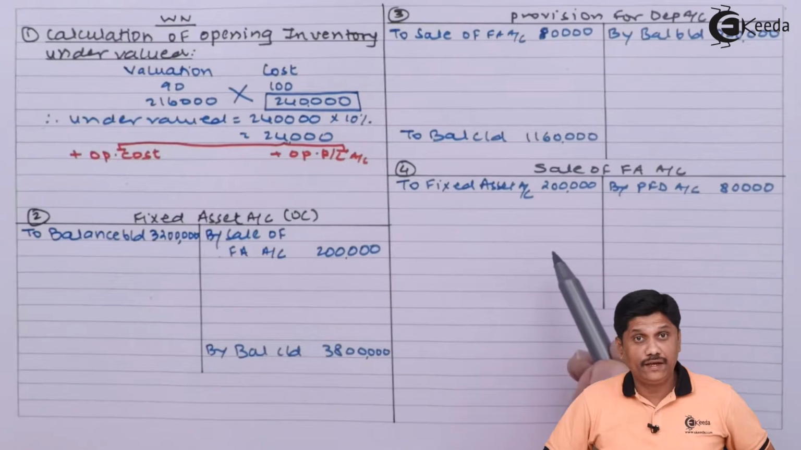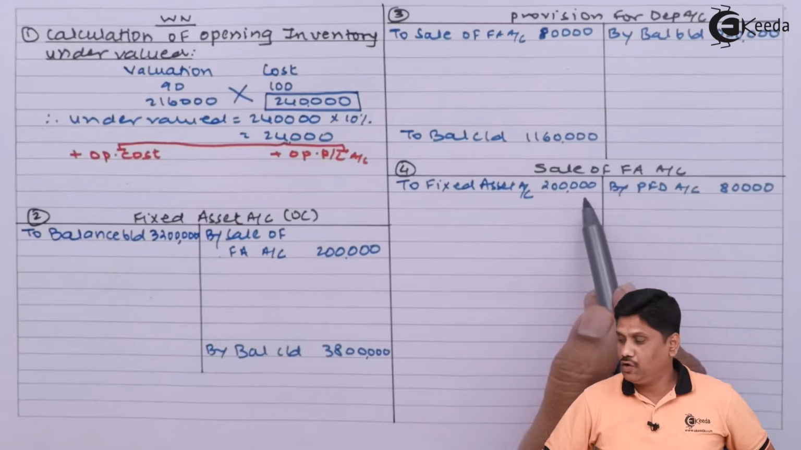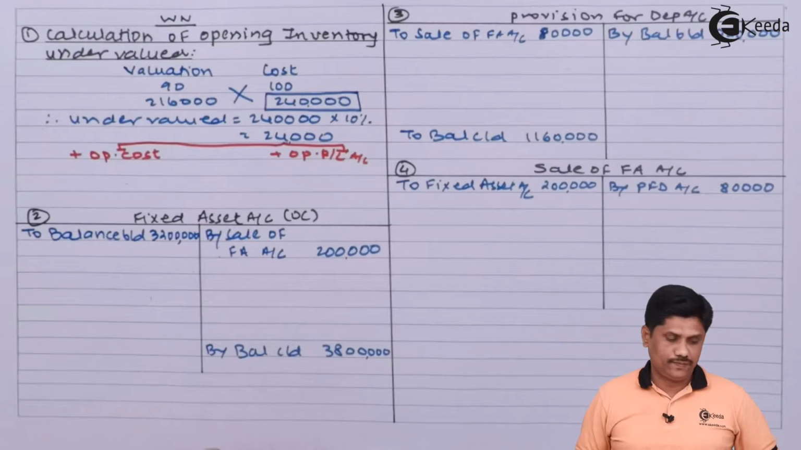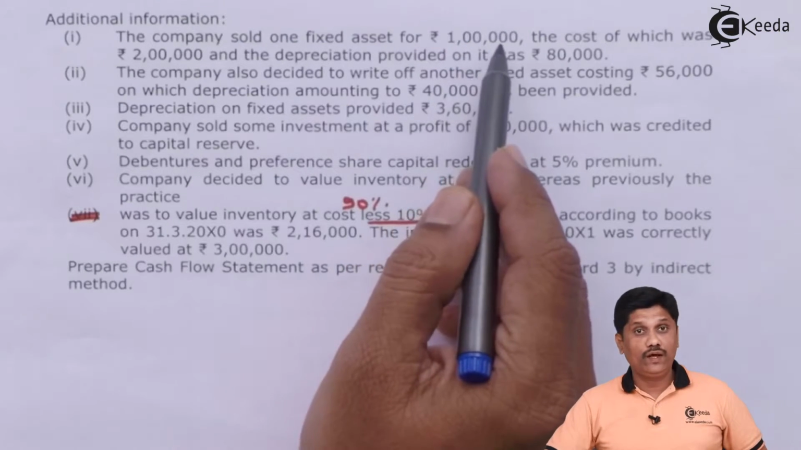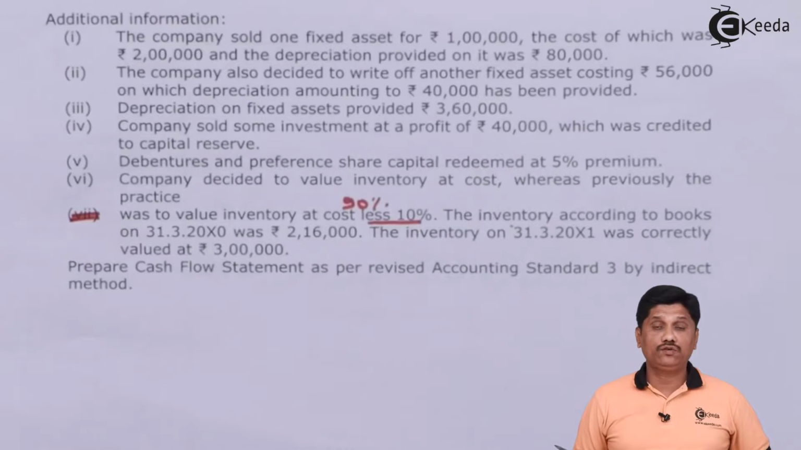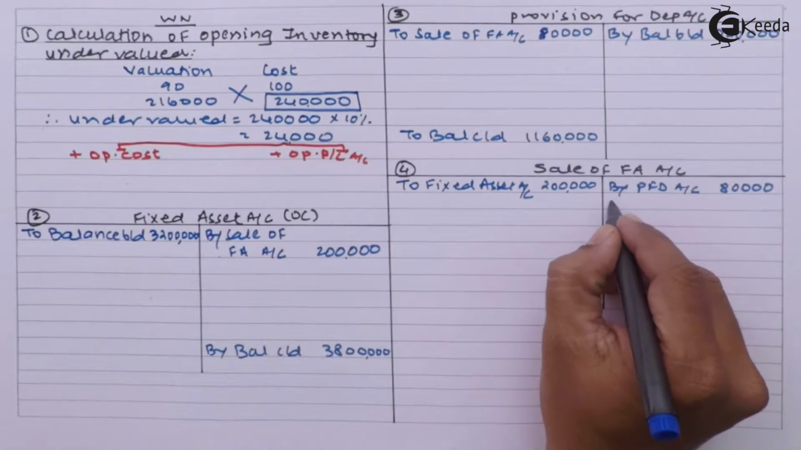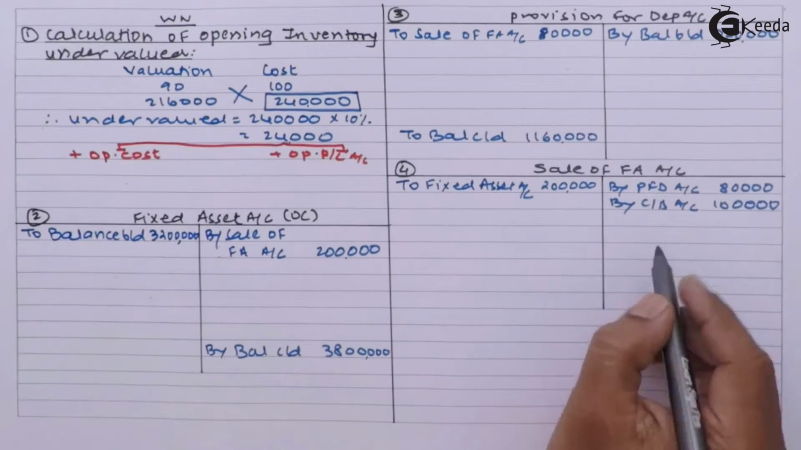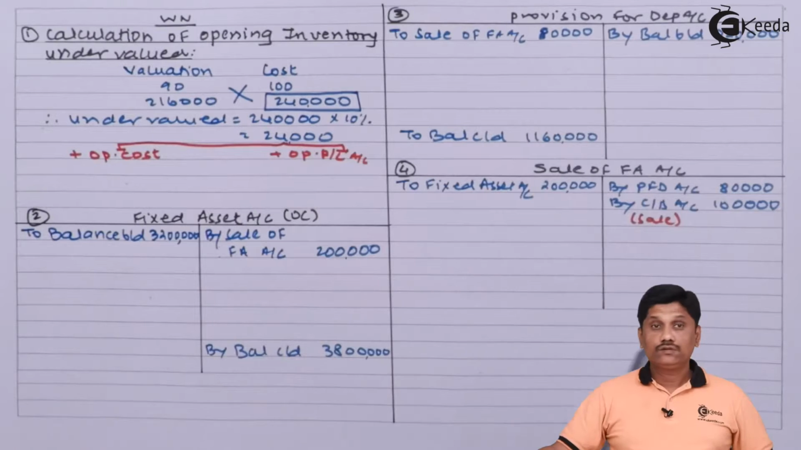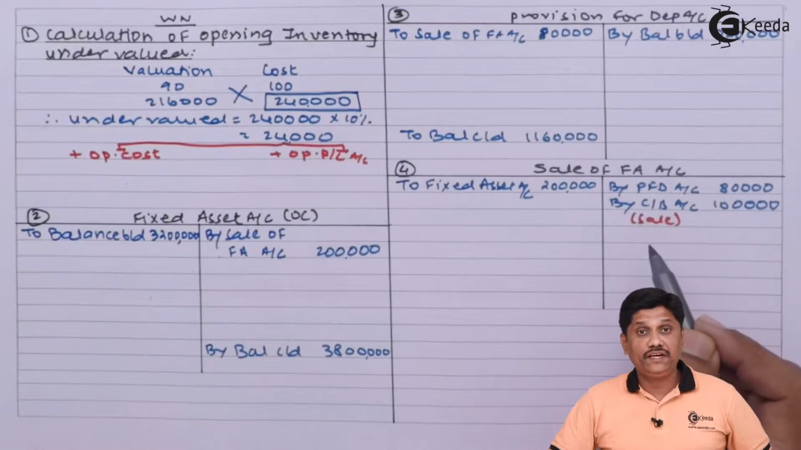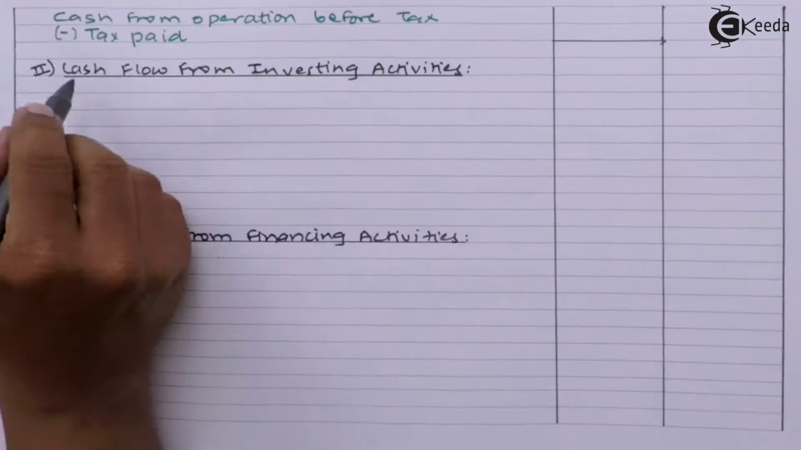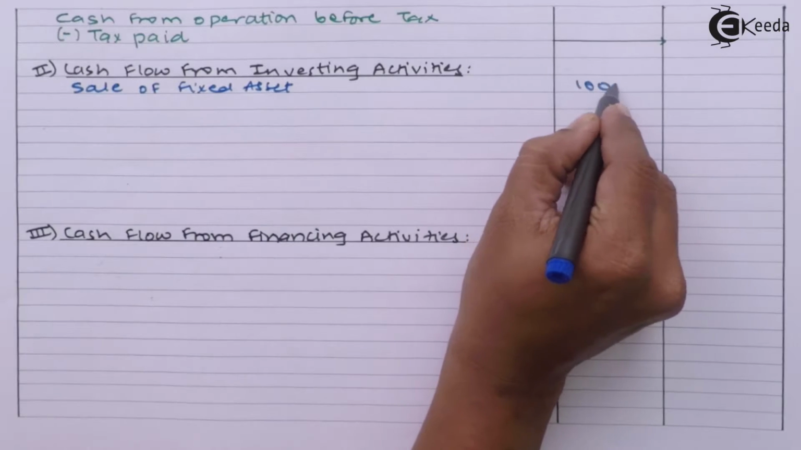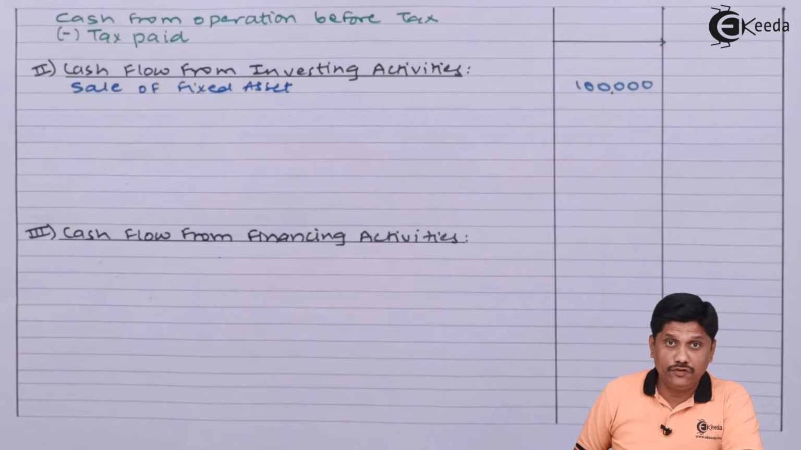ये आपको WDV दिखाई दे रहा है बिकॉज 2 lakhs डेबिट में ओरिजिनल कॉस्ट है और क्रेडिट में उसका PFD है. तो I can say इसका WDV बनता है 1,20,000. कंपनी सोल्ड फिक्स असेट फॉर रुपीज 1 लाख. तो इसका एंट्री क्या आएगा? कैश और बैंक अकाउंट डेबिट टू सेल ऑफ फिक्स असेट अकाउंट. Cash comes in. So in my investing activity I will show sale of fixed asset. Cash comes in, therefore positive figure.